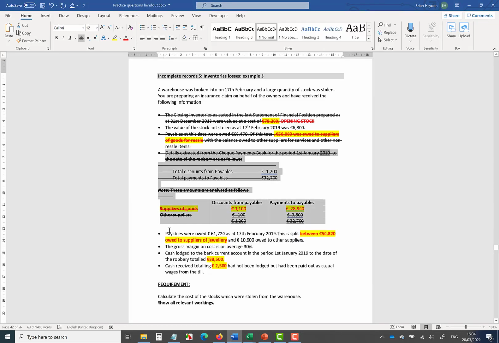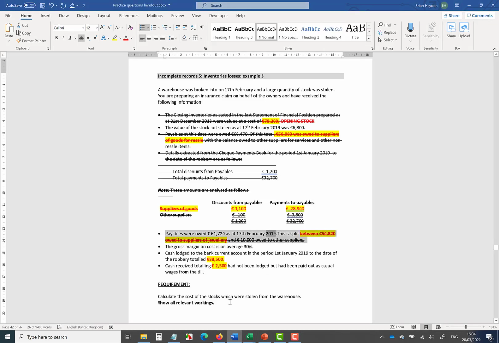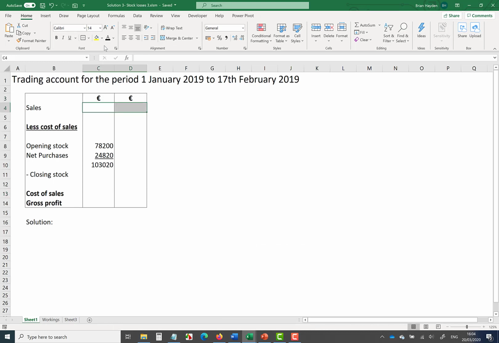Now going back to the question to see what we have now. Okay, we've used that up. Gross margin on cost is on average 30%. Well, a bit like the last time, the gross profit divided by the cost is 30 over 100. We don't have those values, so that piece of information cannot be used yet. So let's see what else we have. Cash lodged, the bank account, and cash not lodged. The two of these in total represent our sales. So that's going to be a total of 91,000 for sales. So I'll just slot that in as sales.